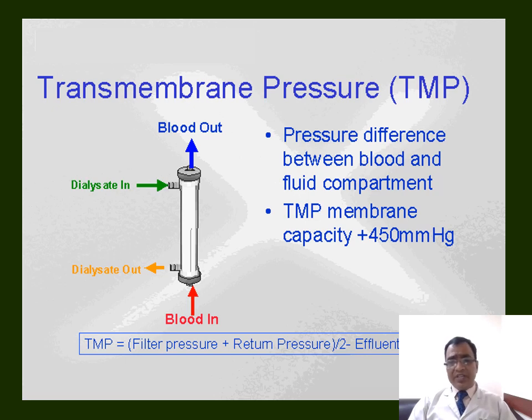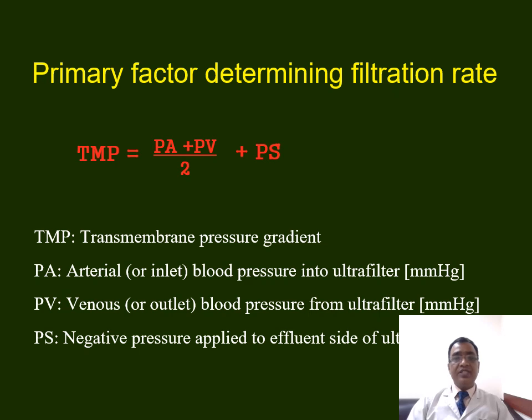A word about the transmembrane pressure, commonly used for the determination of the ultrafiltration. This is actually an average pressure across the membrane. It can be calculated as the average of the pre-filter and post-filter pressure, reduced by the effluent pressure. That is the transmembrane pressure, and it is the primary factor determining ultrafiltration rate.